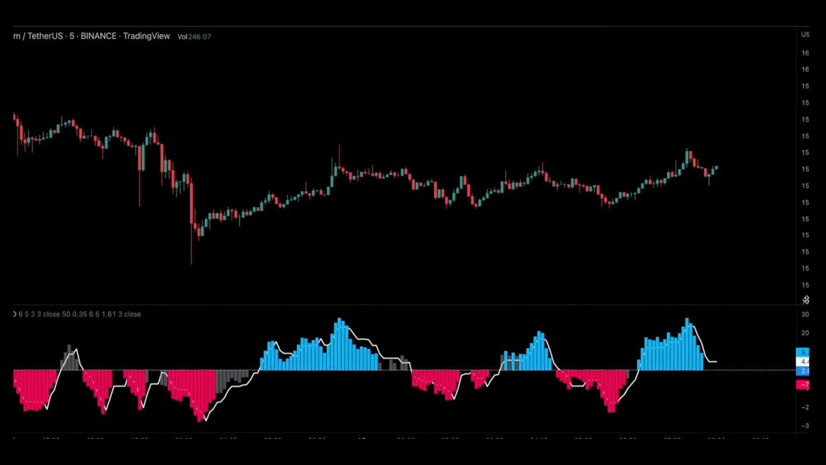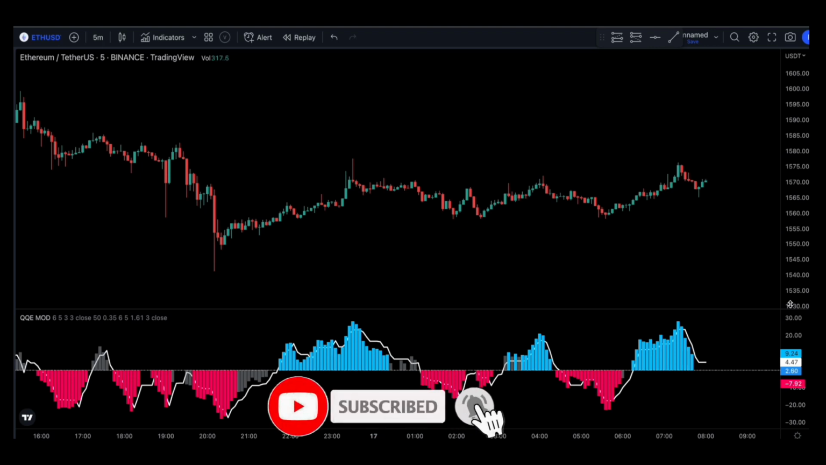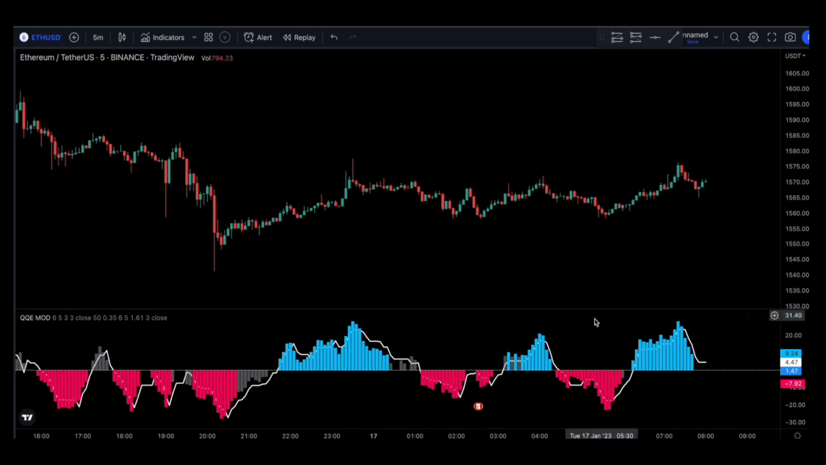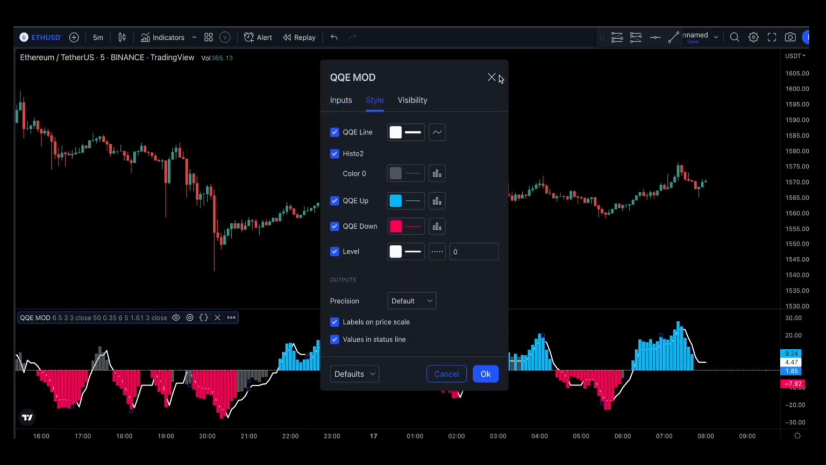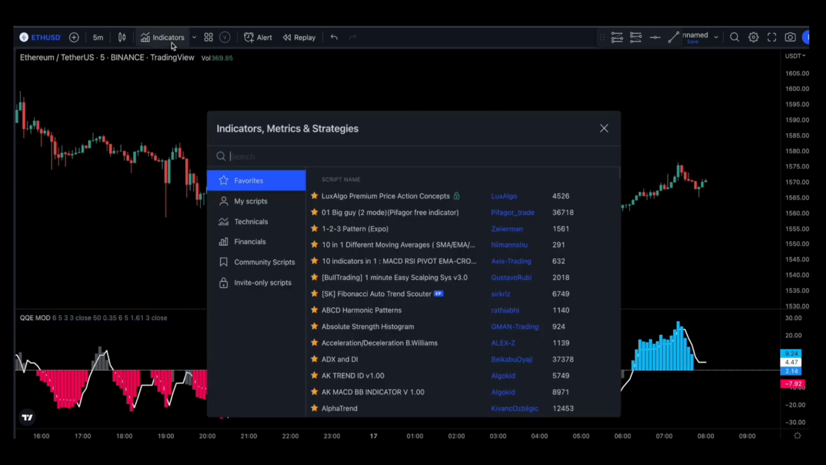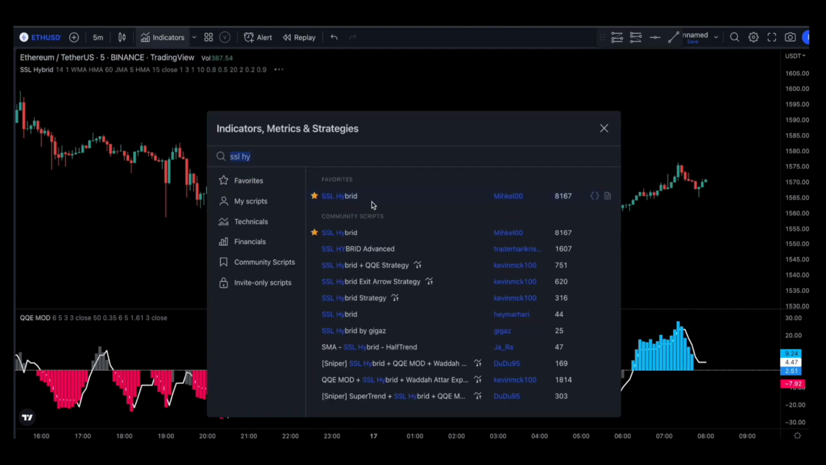We will be using this tool as secondary confirmation. This means that the signals given by the first confirmation indicator in our strategy will be confirmed by QQE mod. The settings of this indicator will remain on default. For the next indicator, we will need to add a tool called SSL Hybrid. Make sure you add the right one.